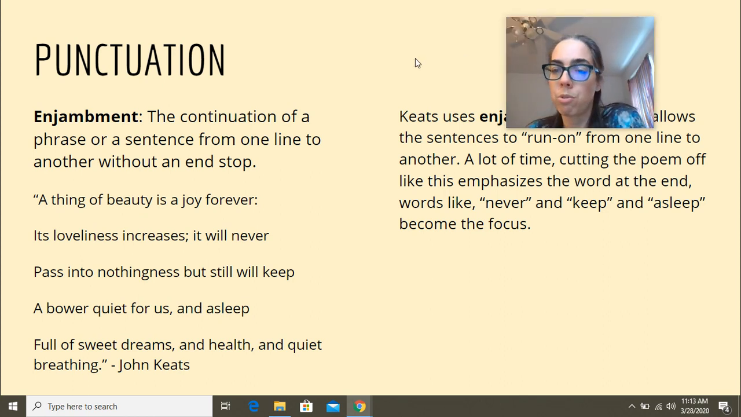It's how you end your line. And it can be, if we're looking here, this is a John Keats poem. "A thing of beauty is a joy forever. Its loveliness increases. It will never pass into nothingness, but we will keep a bower quiet for us and a sleep full of sweet dreams and health and quiet breathing." If we notice right here, "never" is on the end instead of ending it where the sentence ends. So we end the line here with "keep." So we're kind of cutting off that idea, cutting off that sentence and throwing it in the beginning of the other.